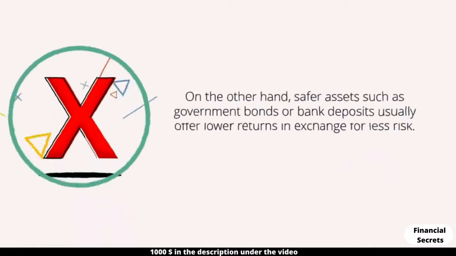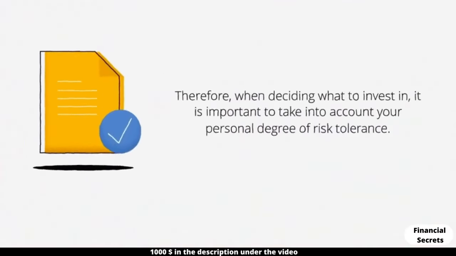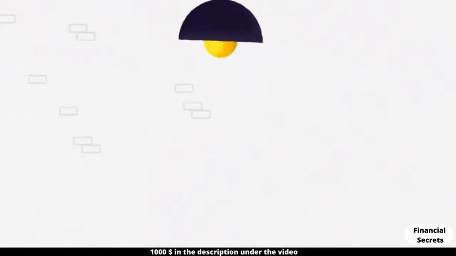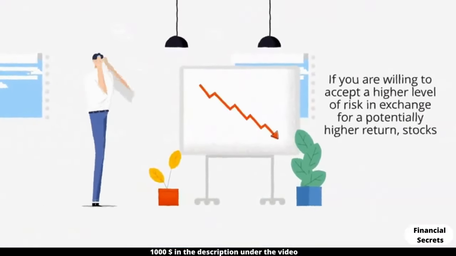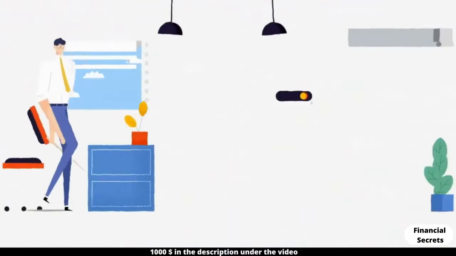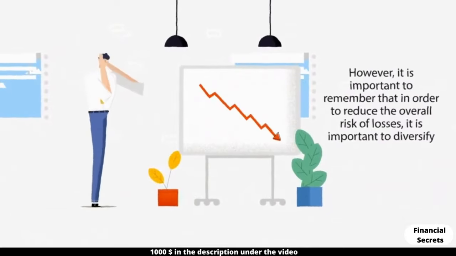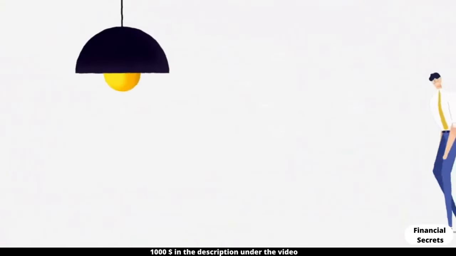money. On the other hand, safer assets such as government bonds or bank deposits usually offer lower returns in exchange for less risk. Therefore, when deciding what to invest in, it is important to take into account your personal degree of risk tolerance. If you are not willing to risk a significant portion of your funds, you may be better off sticking to safer assets, despite potentially lower returns. If you are willing to accept a higher level of risk in exchange for a potentially higher return, stocks or other risky assets may suit you. However, it is important to remember that in order to reduce the overall risk of losses, it is important to diversify the investment portfolio, i.e., allocate investments among different assets.